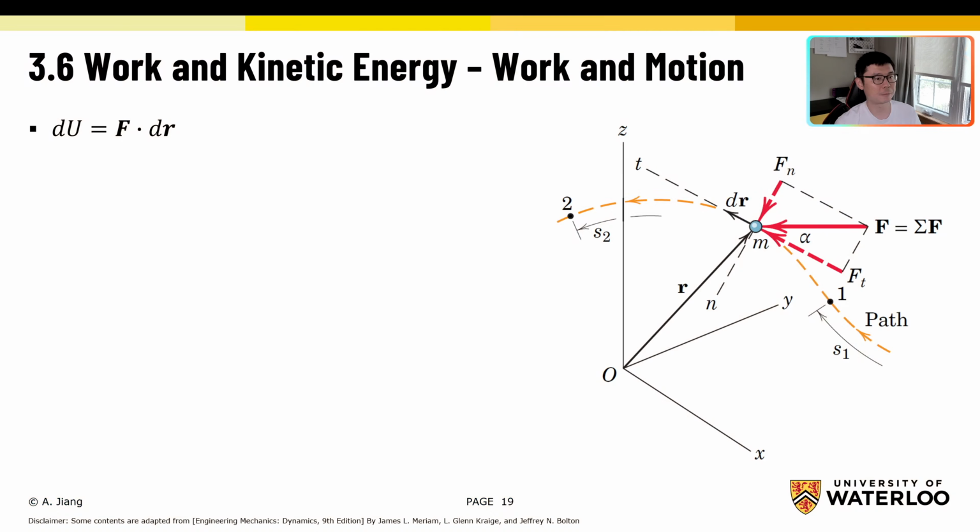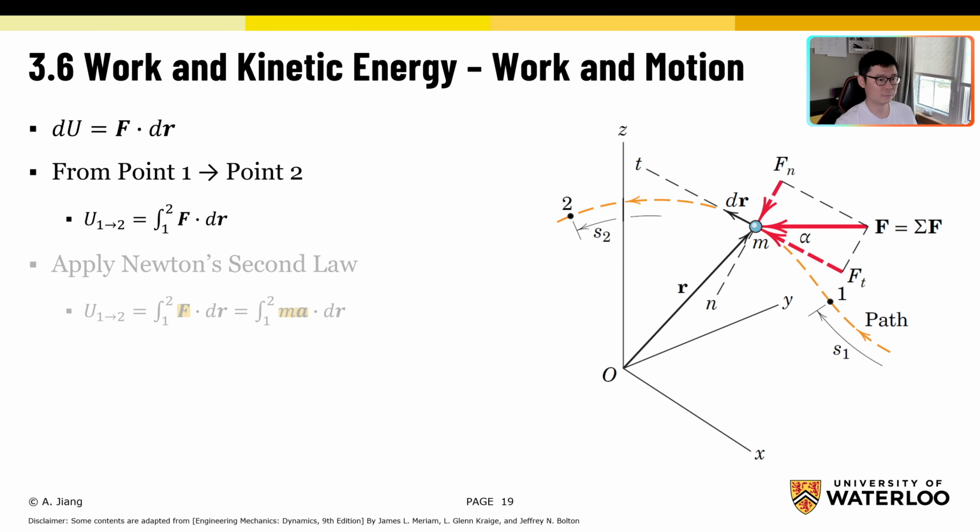Okay, let's continue. Next, we will look at the work equation by combining Newton's second law, and we have dU equals F times dr. From state 1 to 2, or point 1 to 2, we can do the integration to calculate work. And we can use F equals ma to replace the F in the equation. Then we'll get the integration from 1 to 2 of ma times dr.